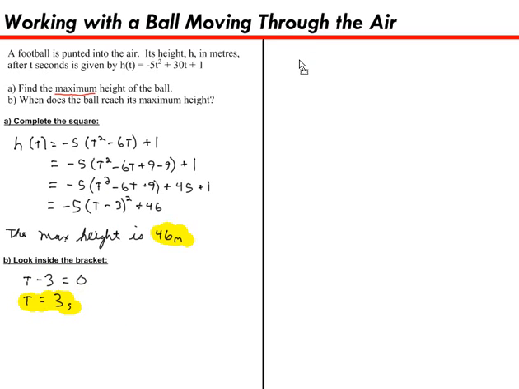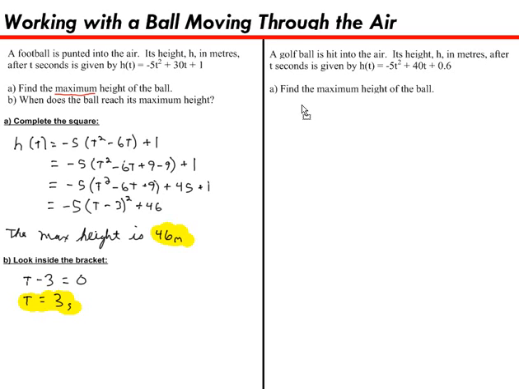All right, so now it's your turn to practice. Grab your pencil and paper and try this problem. A golf ball is hit into the air. Its height, h, in meters after t seconds is given by h of t is equal to negative 5t squared plus 40t plus 0.6. And in A, find the maximum height of the ball. And then in B, when does the ball reach its maximum height? So try that using the same steps I showed you on the left.